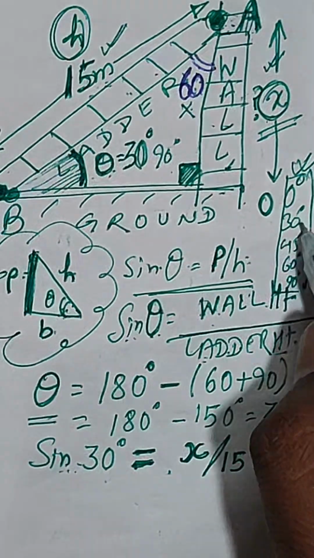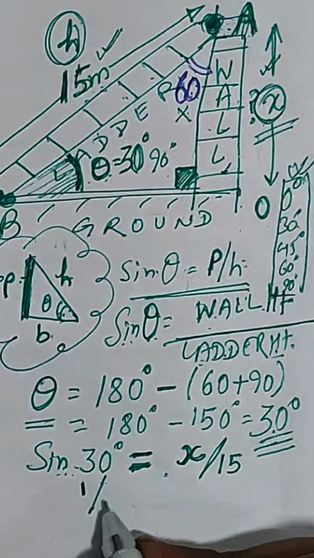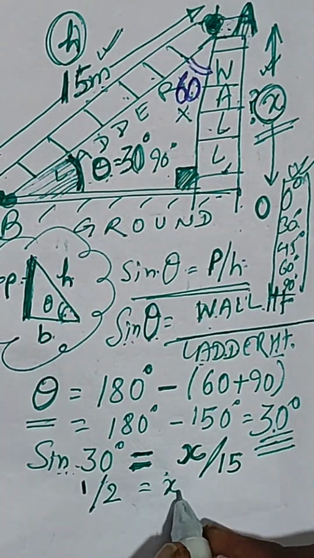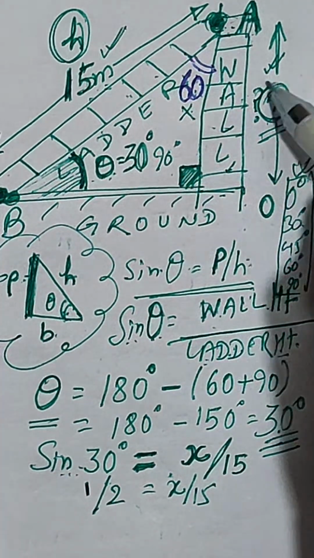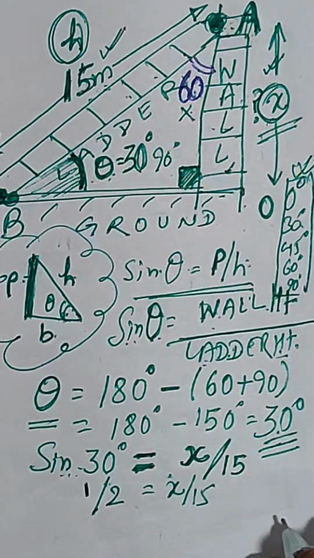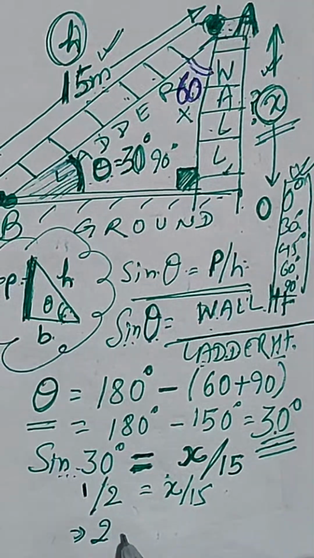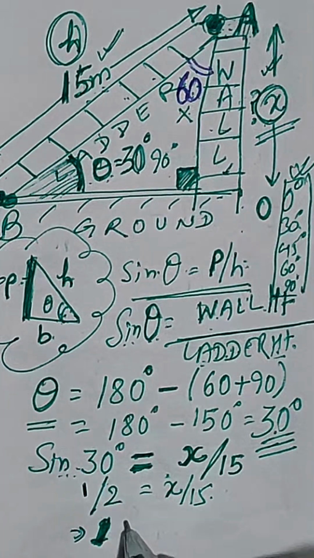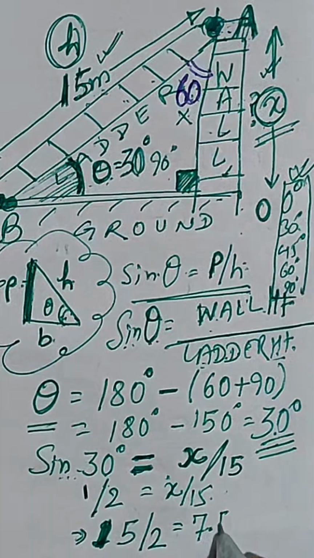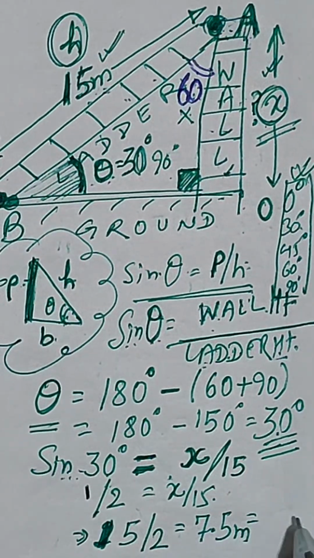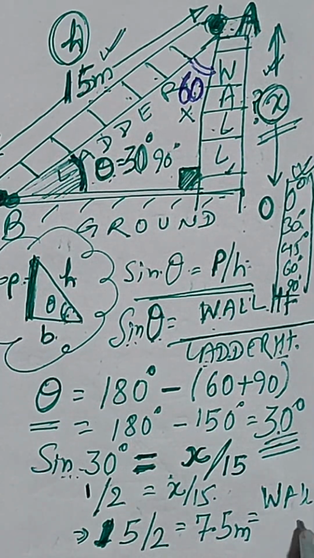So the value of sine 30 is how much? 1 by 2, right? So 1 by 2 is x by 15. That means this will give you the value of x. That means 15 by 2, 15 goes to the LHS. 15 by 2 equals 7.5 meters, which is equal to x, or we can say that is the wall.